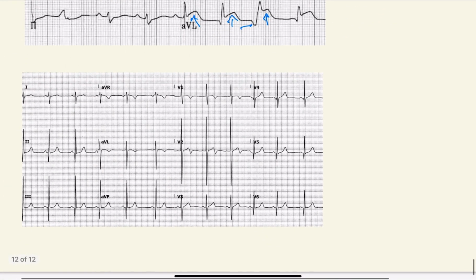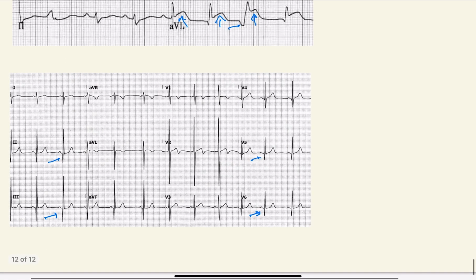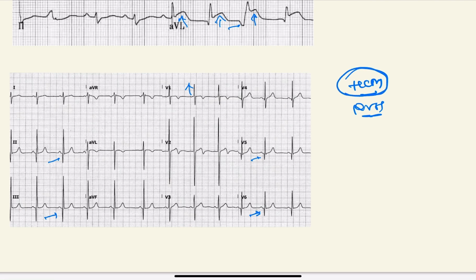And the next ECG shows Q waves in 2, 3, V5, V6. So there are deep Q waves, almost more than 5 mm depth. So this is a patient of hypertrophic cardiomyopathy. One is the pathological Q wave, I have deep Q waves. Another one is there is RVH, right ventricular hypertrophy. So this is a case of hypertrophic cardiomyopathy.